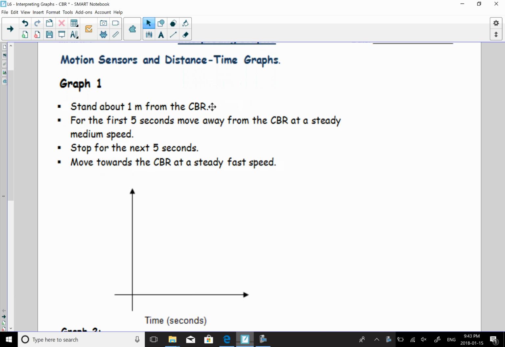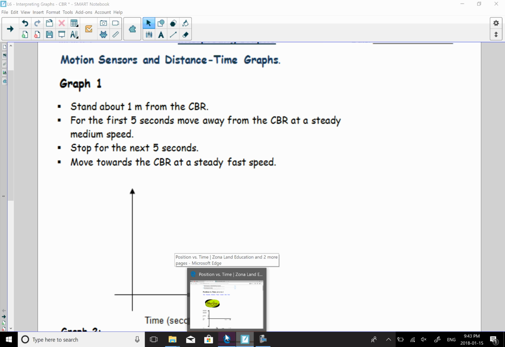That's just our motion, our set place. And then for the first 5 seconds, we're going to move away from the CBR at a steady, medium speed. Then we're going to stop for 5 seconds. Then we're going to move towards the CBR at a steady, fast rate. So I'm going to do my best using this applet.